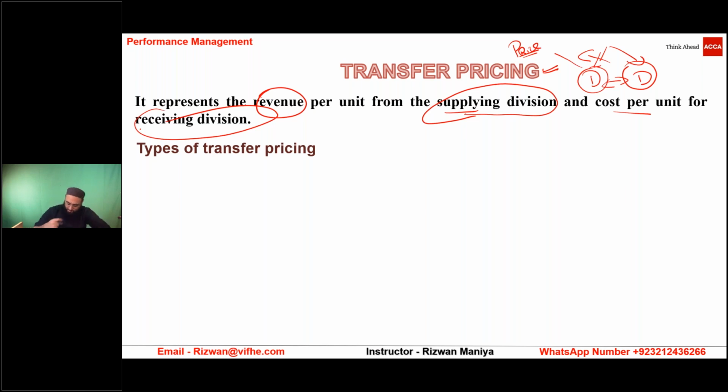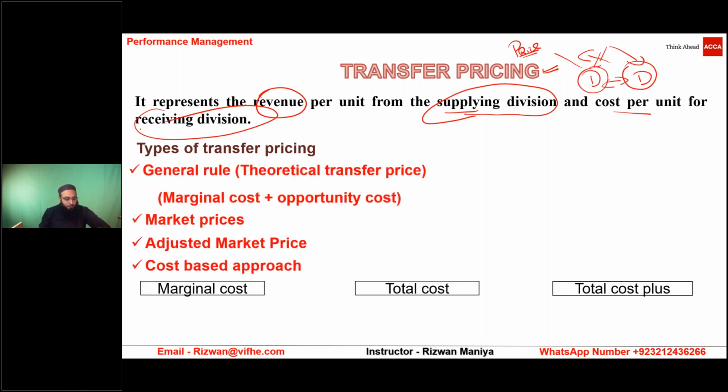Okay. Now there are different ways to set this price. The most common, the most tested one is this general rule through which you set up a transfer price. And this rule is marginal cost plus opportunity cost. Okay, now listen very carefully. This is the most tested one.